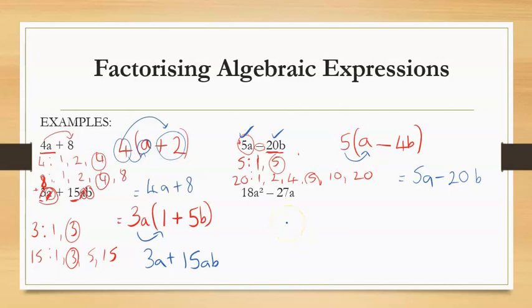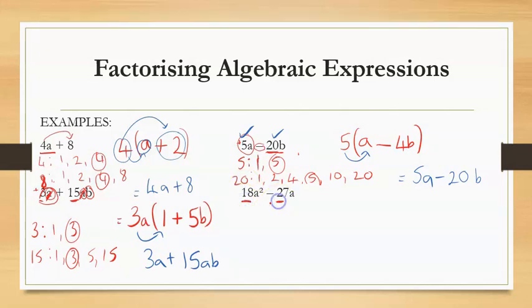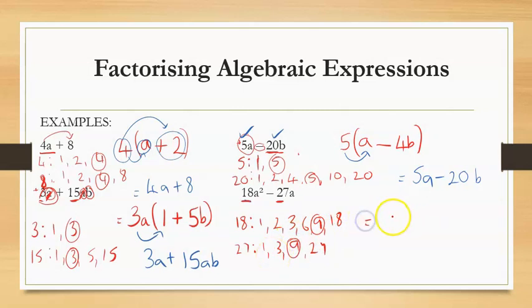Okay, moving on to the last one, you've got 18a squared subtract 27a. First of all, let's just find the highest common factor of 18 and 27. So factors of 18 are 1, 2, 3, 6, 9, 18. And factors of 27 are 1, 3, 9, 27. So you can see that the highest common factor is 9. So we start the factorising process by writing the 9.